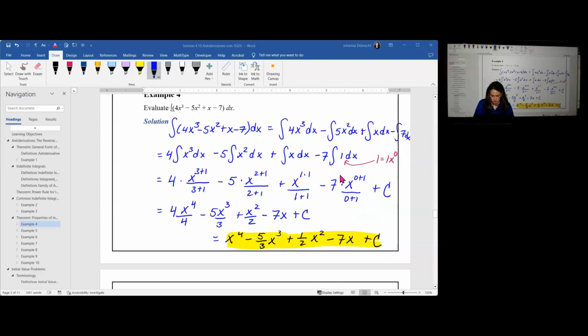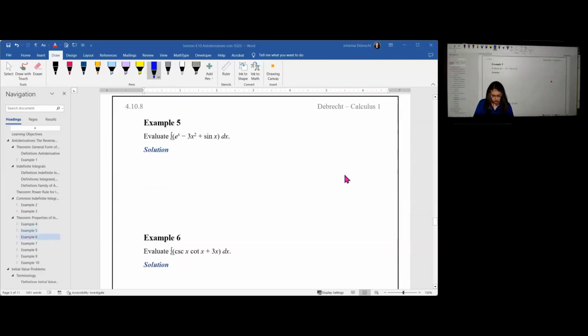Let's now turn our attention to the next set of exercises. In example 5, we have the exponential e to the x, and we know from the table earlier that the antiderivative is e to the x. Then we have what looks like a polynomial where we can apply the power rule. Last, we have sine of x, but remember we're undoing the derivative, which means we're finding the antiderivative. A function whose derivative is sine is negative cosine.